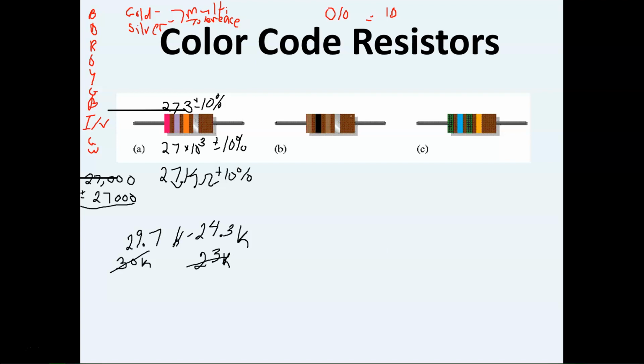So moving to the next one. The colors here, we have brown, which is represented by a 1, black, which is a 0, brown is 1, and silver means we're doing a plus or minus 10% again. So essentially this is 10 times 10 to the 1, or it's going to end up being 100 ohms plus or minus 10%.